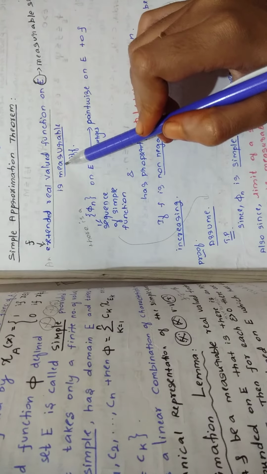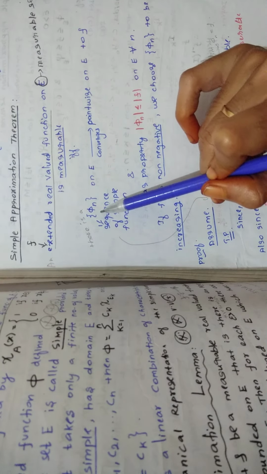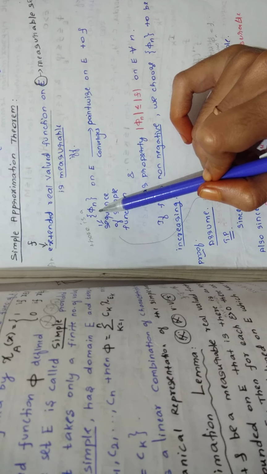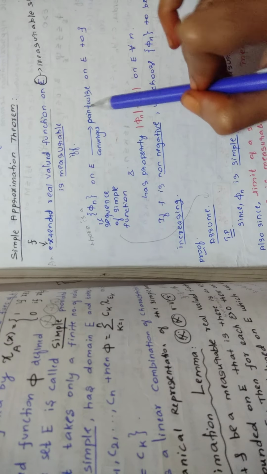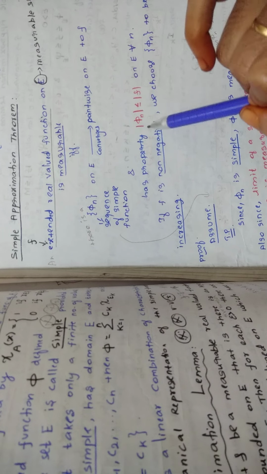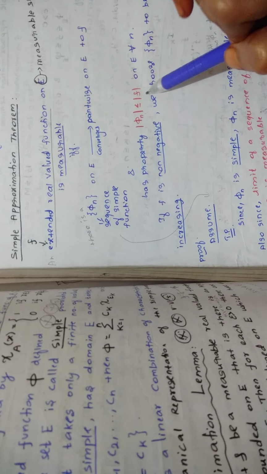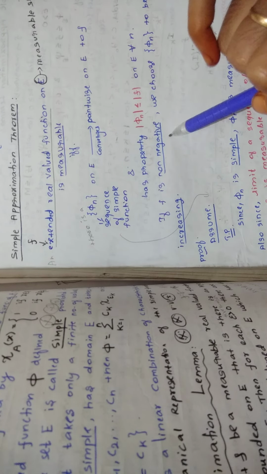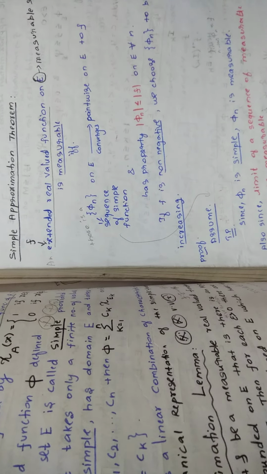Now you are assuming f is measurable, and you will prove three things. First, that phi n is a simple function. The second thing you prove is that this simple function converges pointwise on E to f, and then you will prove modulus of phi n is less than or equal to modulus of f, and also, if f is non-negative, the sequence phi n is increasing. You will prove all these things.